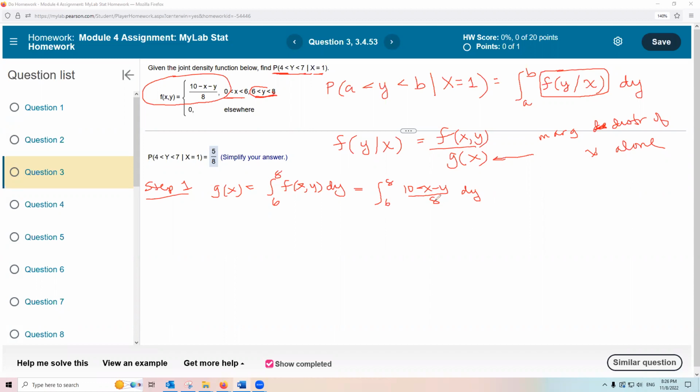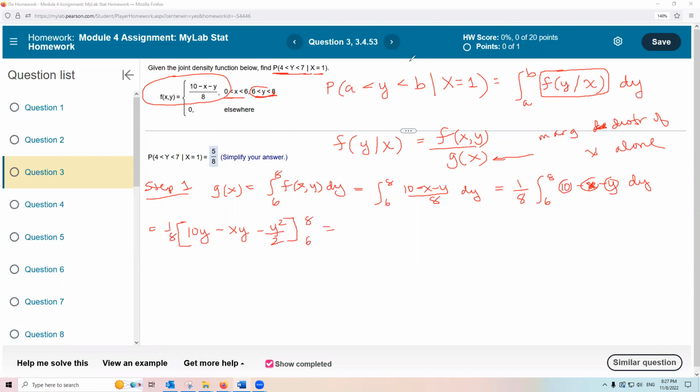Maybe the first thing I'm going to do is pull that 8 in the denominator out in front, because that'll make this easier. Let's go ahead and do the integration. So this is going to be 1/8. Now I'm taking the integral of 10 dy. That's 10y. And I'm taking the integral of x. Now remember, we're taking the integral of x with respect to y, so it's really like x is a constant here. So that integral is xy. And finally, I'm taking the integral of y dy, which is y squared over 2. And we have to evaluate this from 6 to 8.